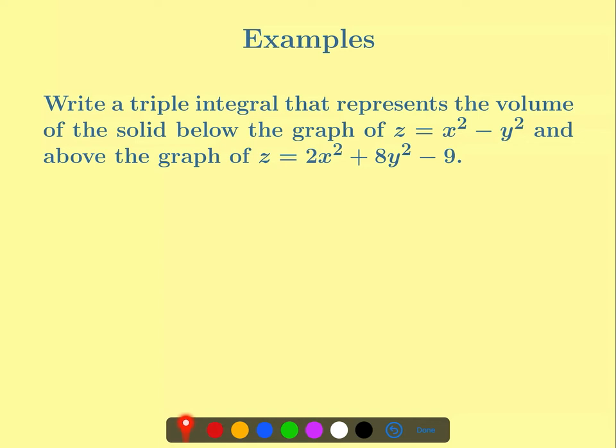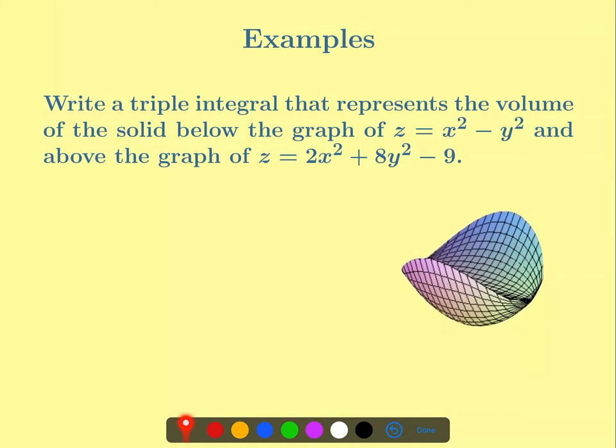Now you can see which one's on top, not just by reading, but also because if you look at the origin here, z is 0 at the origin on this one. And when x and y are 0 here, z is minus 9. So this is going through the origin, the top one. And this bottom one is going through minus 9 on the z-axis. So this one's below this one, at least on the z-axis.